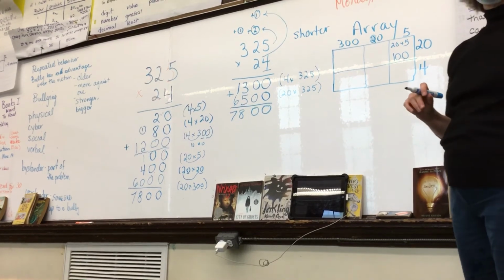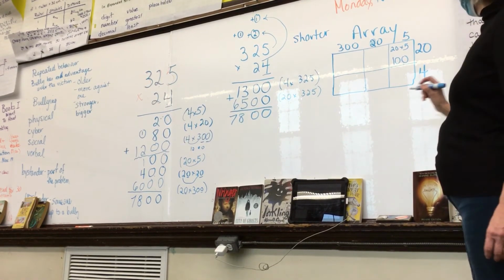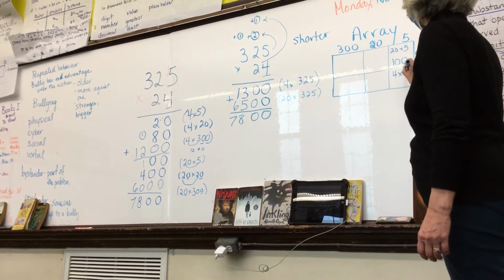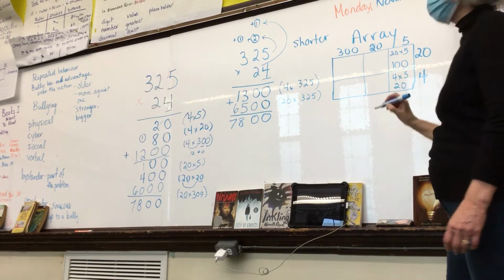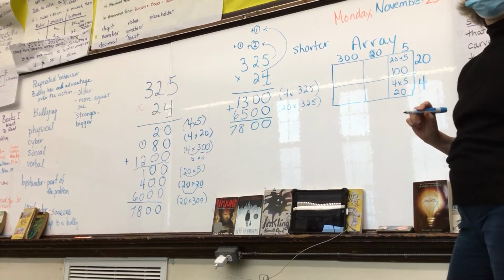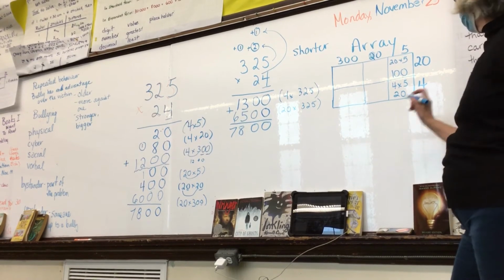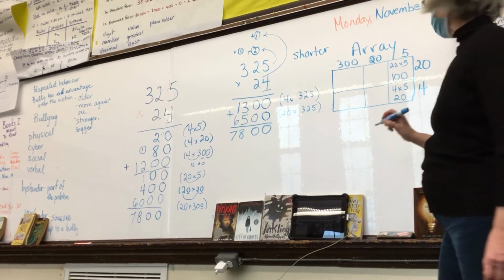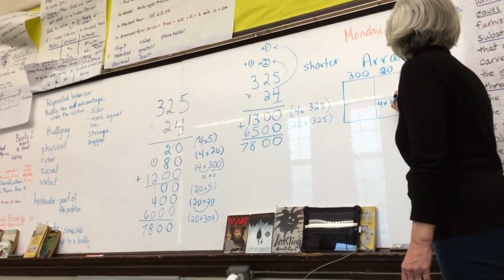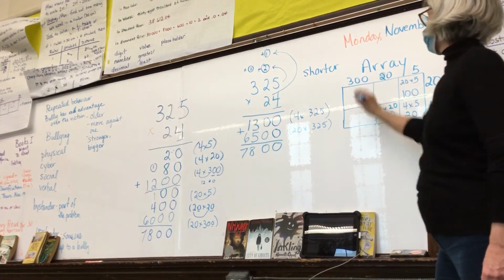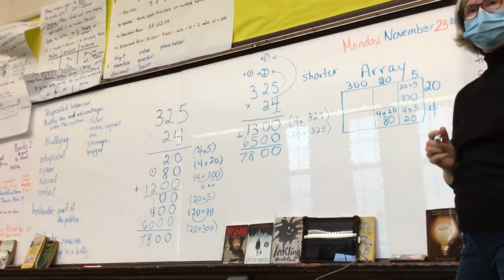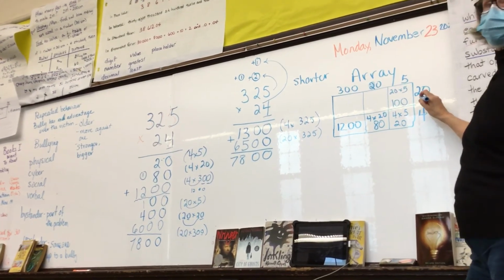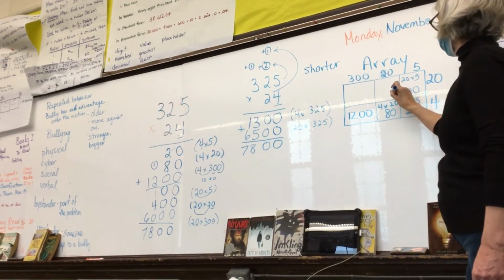Pick one of the parts you're familiar with. Pardon? 4 times 5? Yeah. What's 4 times 5? 20. Yeah. What's another one that's easy? What's 4 times 20? Pardon? 80. What's 4 times 300? Exactly, yeah. Now we're in the 20s, so I'm going to have a 0 in there for sure.